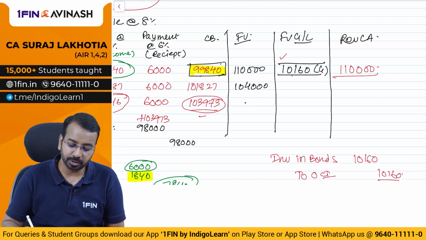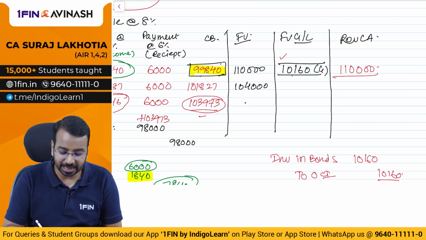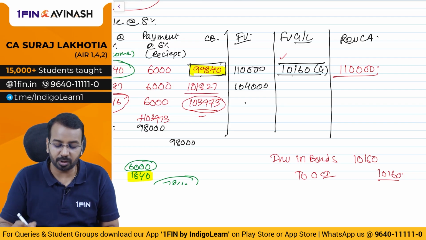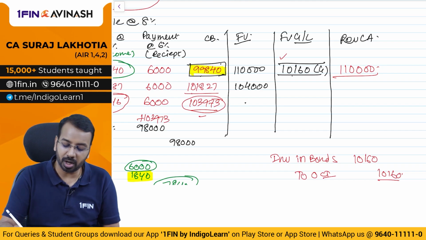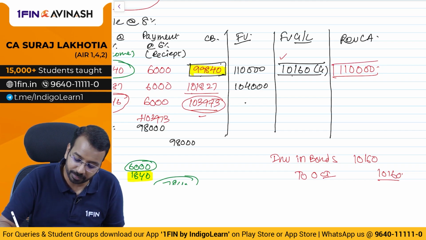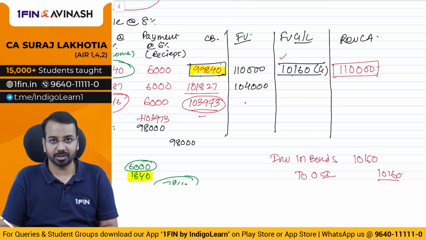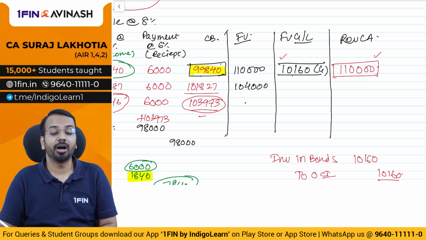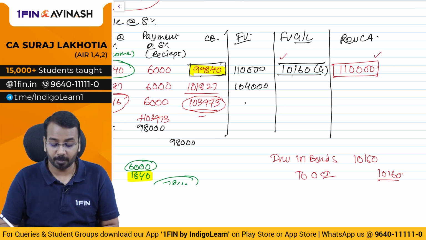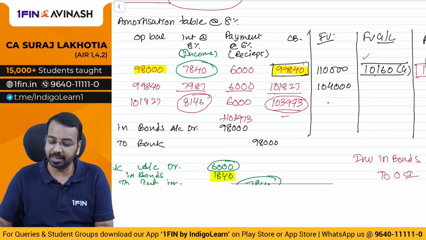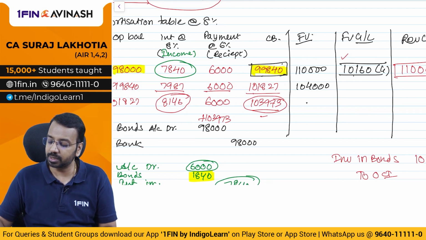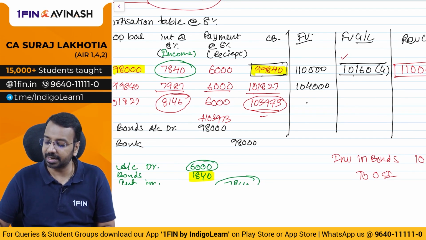Now, come to the second year. What is the carrying amount at the second year? Do not say 10,187, because now the carrying amount will be based on 1,10,000. Carrying amount will be based on how much? 1,10,000 plus interest minus receipt: 1,10,000 plus interest 7,987 minus 6,000.